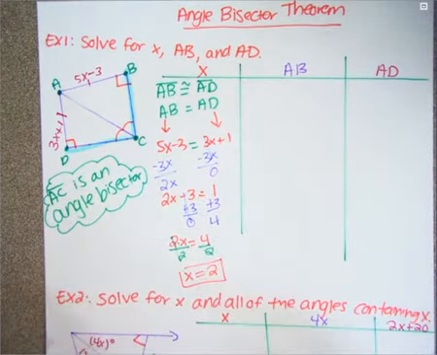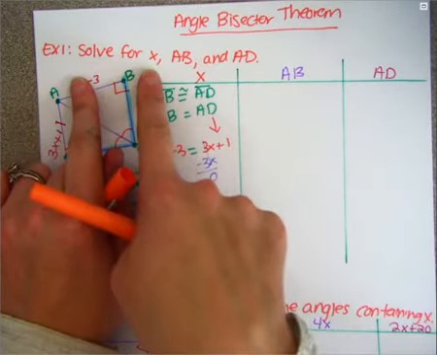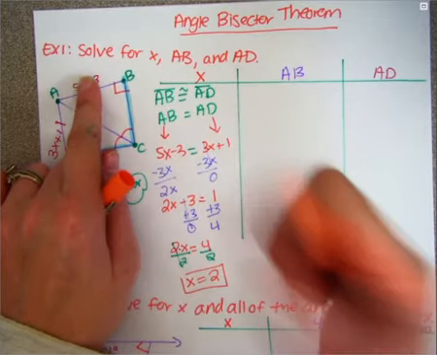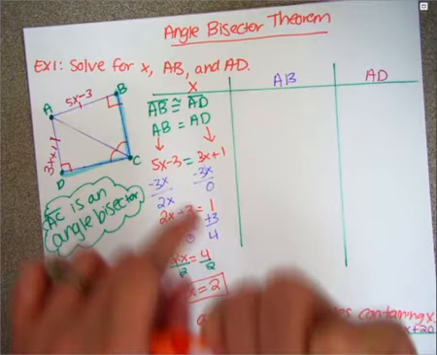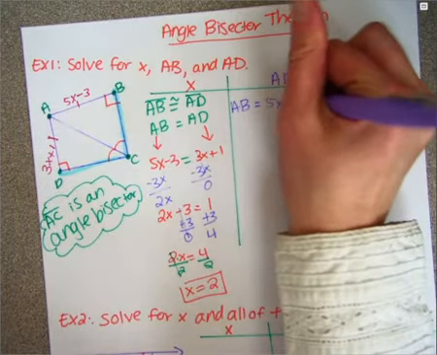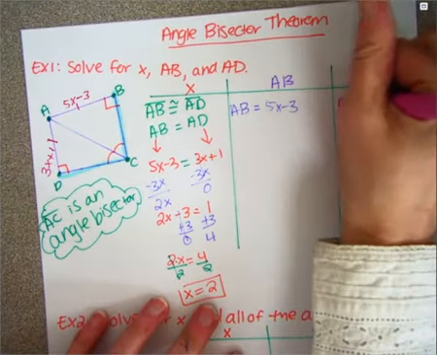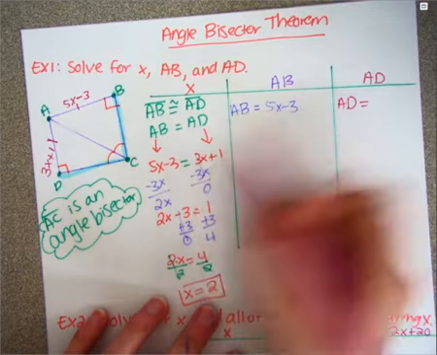So I've solved for x, which is super exciting, but the problem says to solve for x, AB and AD. So I still need to solve for the length of AB, which is 5x minus 3, and the length of AD, which is 3x plus 1.